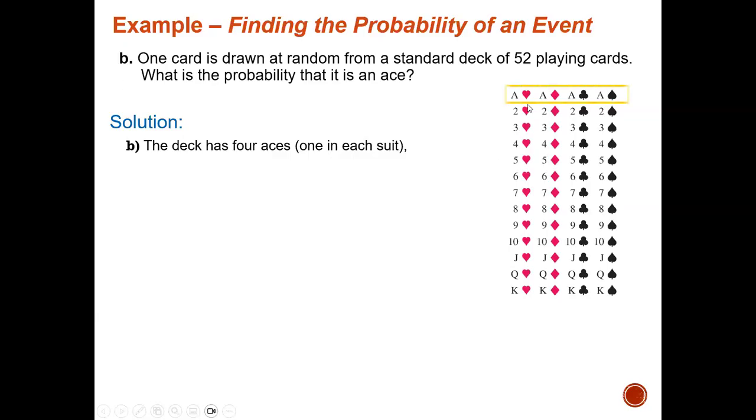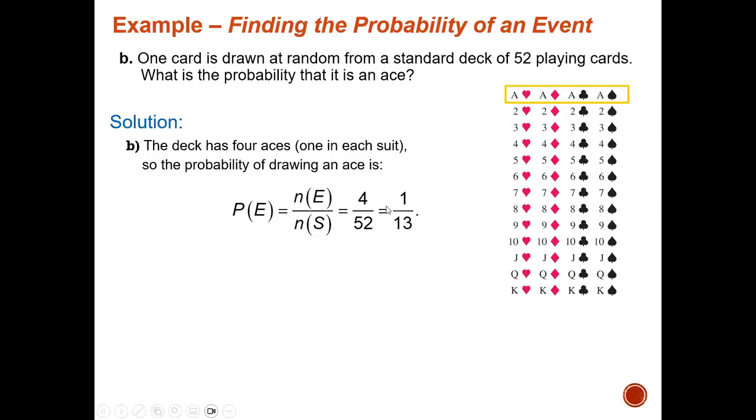So let's look at this one. We want an ace, right? So that's our number in E. That's the event that we want, right? So we have 4 aces, right? However, we divide that by the total number of cards. There are 52 cards, right? So again, the number in E, the number of outcomes that we want, is an ace. So there's 4. How many total possibilities are there? How many total cards are there? 52. So the probability here comes from 4 out of 52, always reduce. So that reduces to 1 out of 13. So the probability here is 1 out of 13 for drawing an ace.